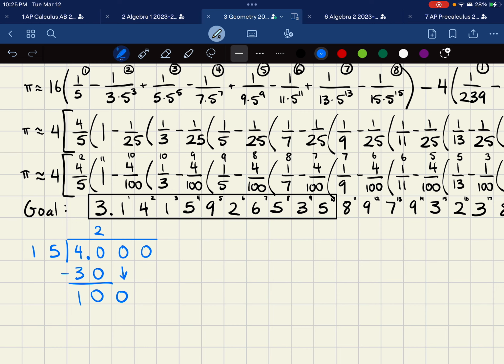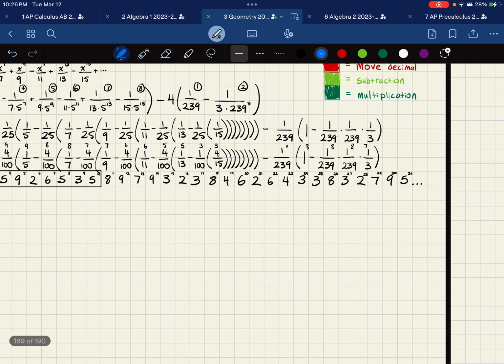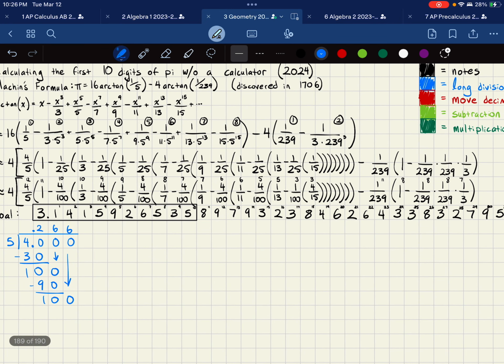It's going to be 6 times 15. That's a 90. And it's going to be 10 again. Bring down 0, and you can see it's going to repeat that pattern. It's going to be 0.266. And the decimal place goes right here. So from here, I'm going to use the right side here. Let's arbitrarily pick a spot. We have this 0.266.